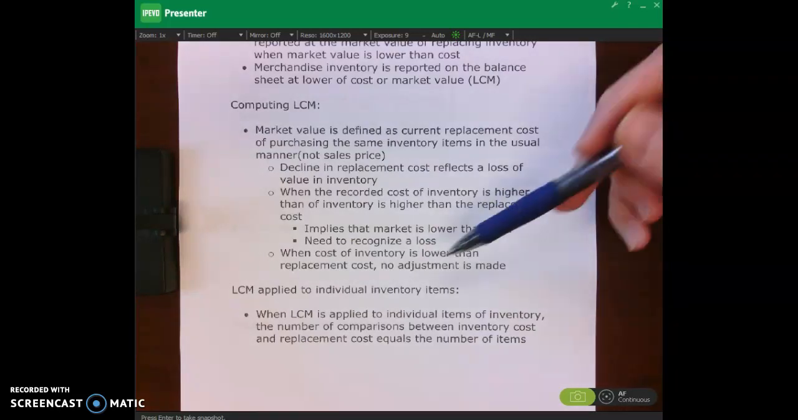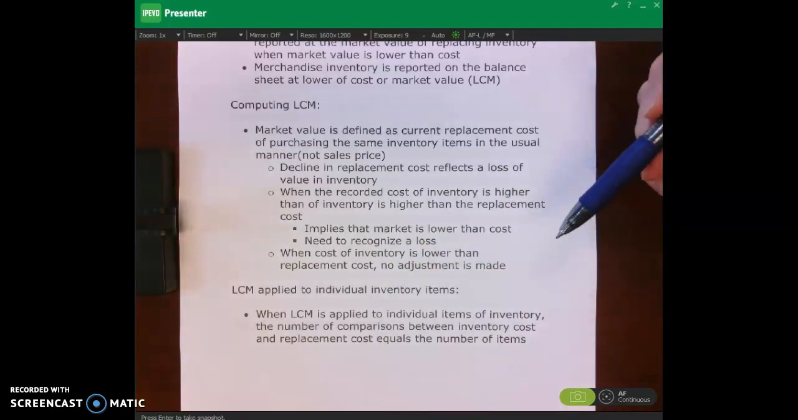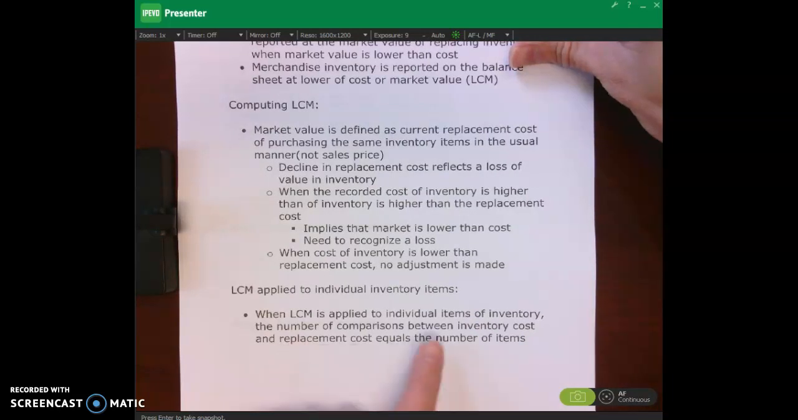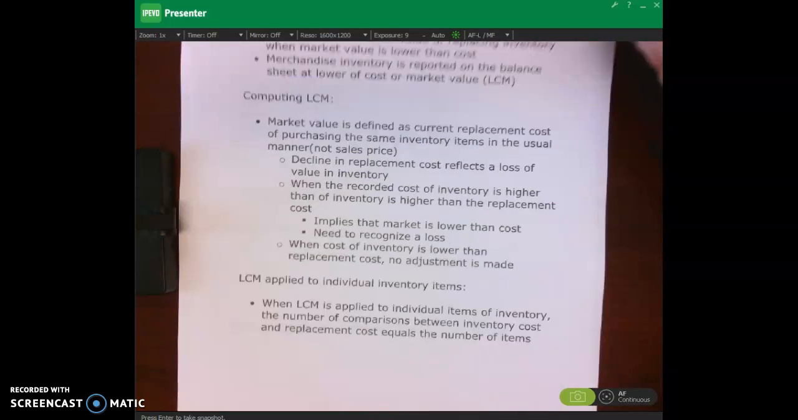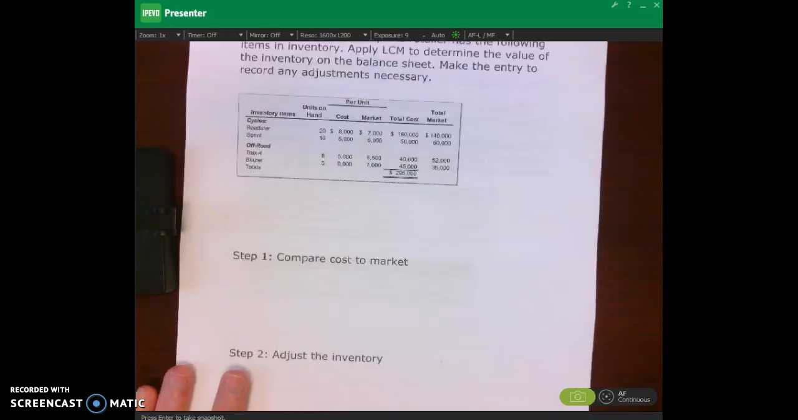All right. So we're going to apply LCM here in this case to individual inventory items. We could do it in a different way, which is to apply it to major categories of items, or we could do it at the entire inventory level. But here we're going to do it in terms of our individual items of inventory. Then we'll do our comparisons for each individual item, comparing cost against market. Okay, so let's look at an example of lower of cost or market.